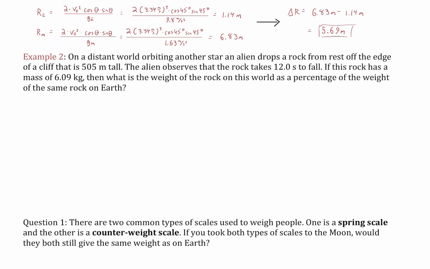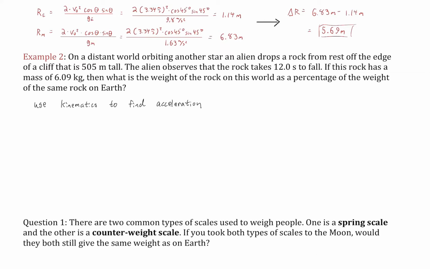All right, example 2. On a distant world orbiting another star, an alien drops a rock from rest off the edge of a cliff that is 505 meters tall. The alien observes that the rock takes 12 seconds to fall. If this rock has a mass of 6.09 kilograms, then what is the weight of the rock on this world as a percentage of the weight of the same rock on Earth?